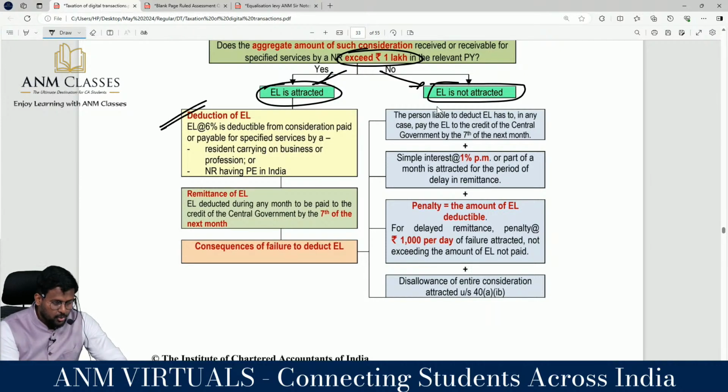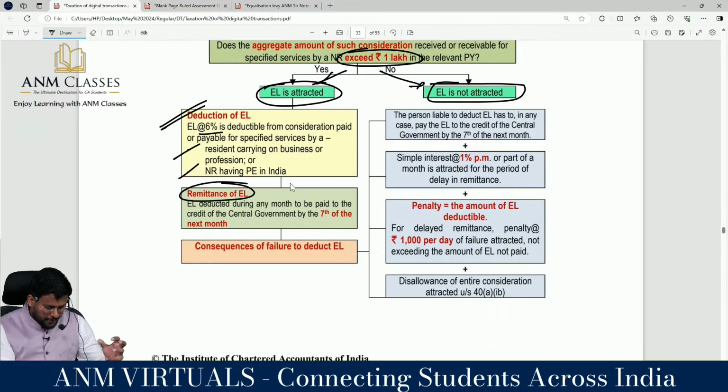What is the deduction? Equalization levy at the rate of 6% is deductible from consideration paid or payable for specified service by a resident carrying on business or a non-resident having a PE in India. Then remittance of equalization levy deducted during any month is to be paid to the credit of the Central Government by 7th of the next month.